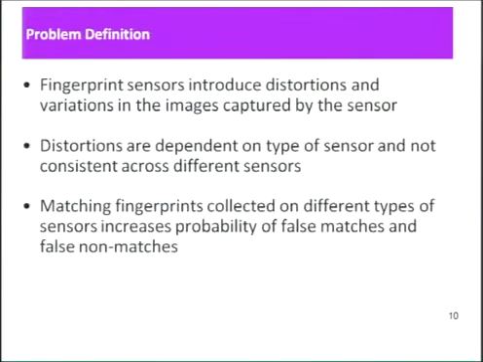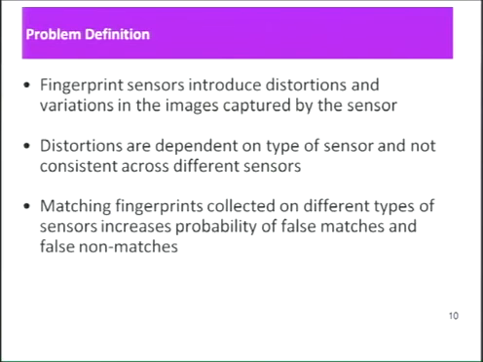So now, going into the problem definition of the research work that I performed, this was more related to interoperability of fingerprint sensors. Fingerprint sensors introduce distortions and variations in the images that are captured by the sensor. And these distortions are dependent on the type of sensor, and they are not always consistent across all the different sensors. So an individual providing fingerprints on an optical, on a capacitive, and a thermal sensor will not always provide the same type of fingerprints.